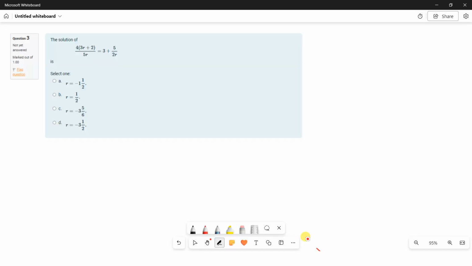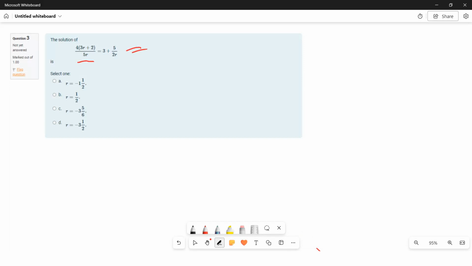Basically, what you're supposed to do is to solve for r in this problem. If you have a problem like this, you'll notice that on your left hand side there's not much that you can do, but on your right hand side you can simplify this further. So that is what you're supposed to do. Let's forget this for now and focus on this one here.